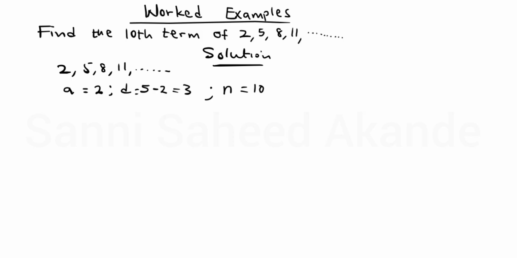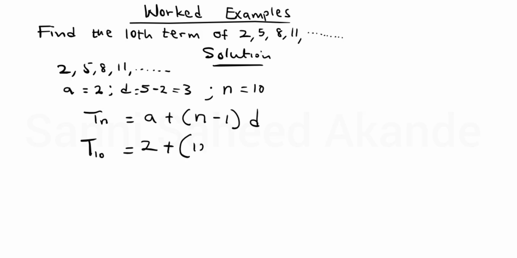Okay, so the formula we are going to be using is the nth term of an AP, which is given as Tn = A + (n - 1)D. Understood? So this is the formula we are going to be using. And what we want to find is the 10th term. So Tn now is 10, equal to A, which is 2, plus open bracket, our n is 10 minus 1, close the bracket, and the common difference is 3.